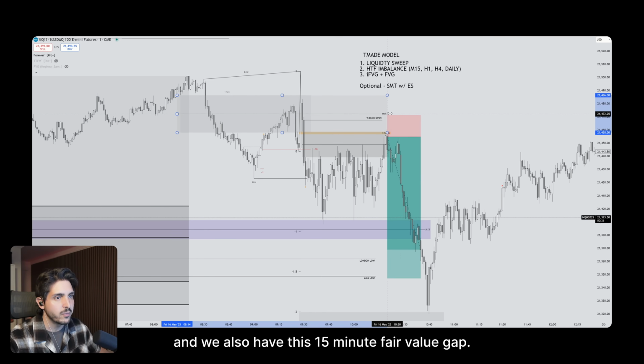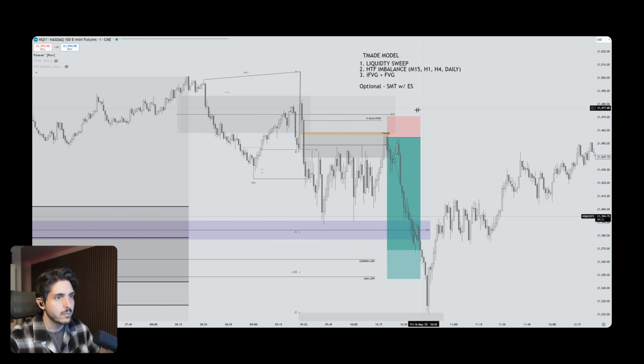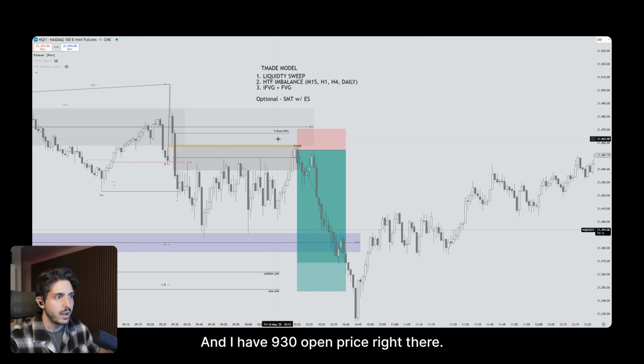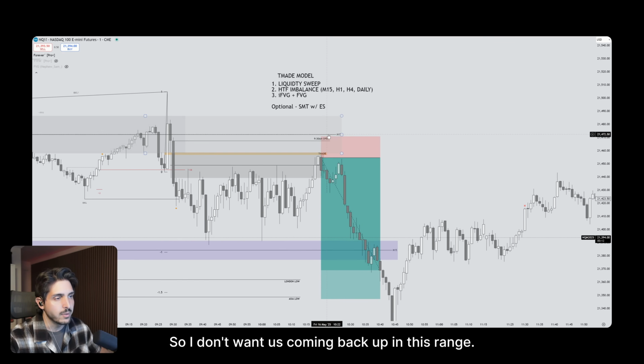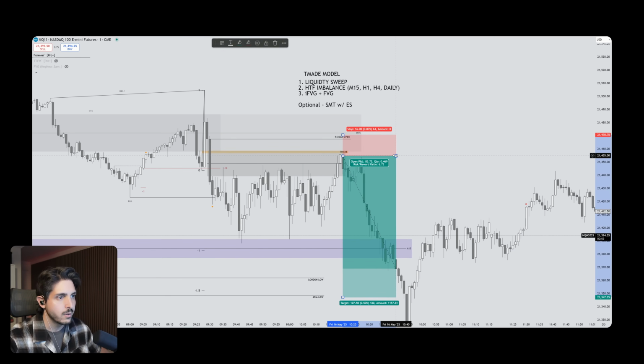And we also have this 15-minute fair value gap. So for me, my stop looks nice here because I have the 15-minute fair value gap. I have my TMade model, right? And I have the 9:30 open price right there. So I don't want us coming back up in this range, right? I'd rather take a loss here, okay? I'd rather take a loss here.